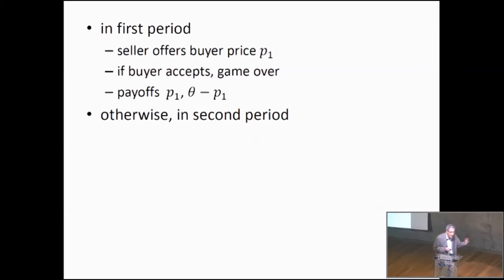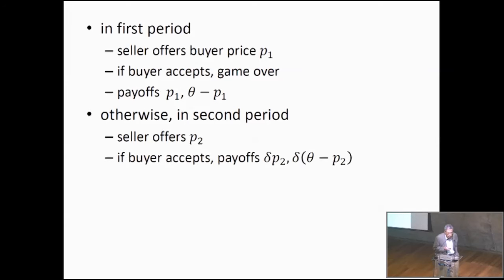If the buyer rejects, then we go to the second period, and once again, the seller can make an offer. Now it'll be P2. If the buyer accepts, then they transact at P2. So the seller gets P2 times the discount factor delta, because this is one period later, and the buyer gets theta minus P2 times delta. If the buyer rejects the second offer, then both players get 0, and that's the end of the game.